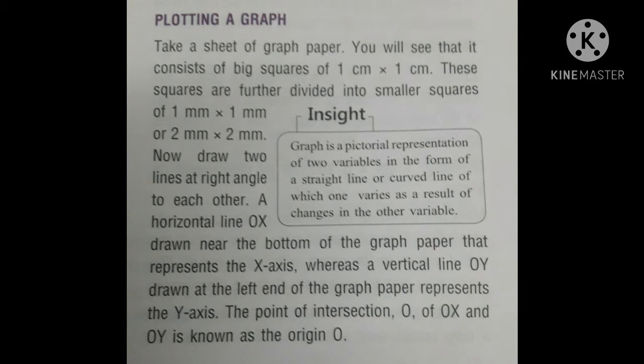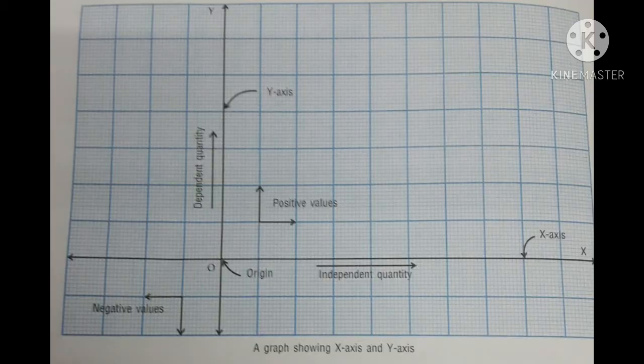Children, a graph is a pictorial representation of two variables in the form of a straight line or curved line, of which one varies as a result of changes in the other variable. In a graph, one variable is fixed and the other variable changes. Children, you are seeing a picture of a graph. Here the horizontal line, the x-axis, represents the independent quantity, and the vertical line represents the dependent quantity, that is the y-axis. Y-axis for dependent quantity, x-axis for independent quantity.